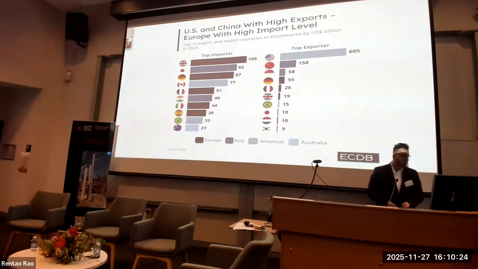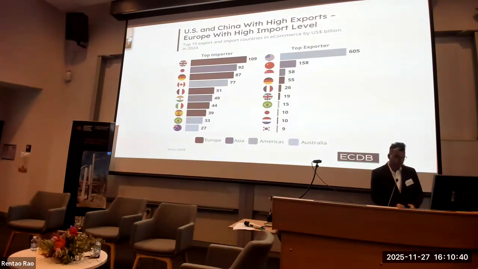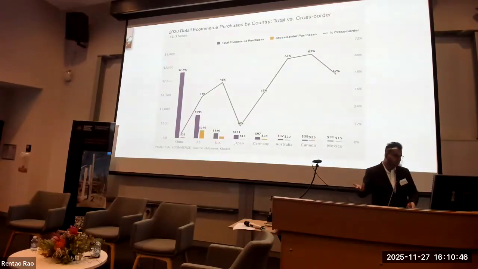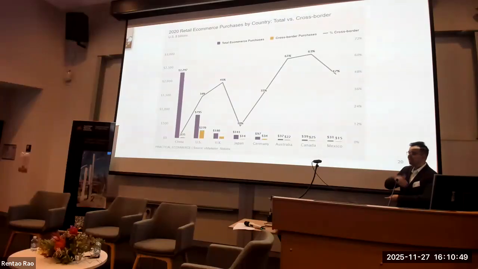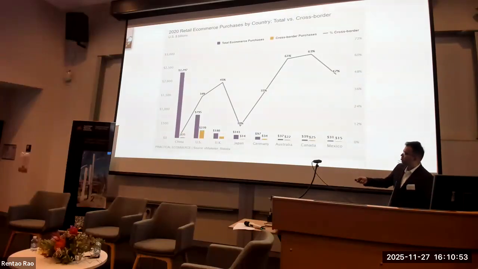So over here, there are top 10 export and import countries. If we see the gap between China and US, it's huge. Though China has acquired the second position, 605 and 158 is a huge gap. Yeah, and if we see the percentage of cross-border e-commerce, like the exports through e-commerce, China's share is very less. Domestically, yes, domestically China is very robust.